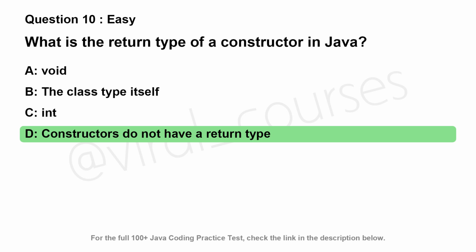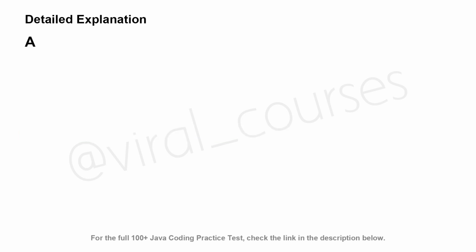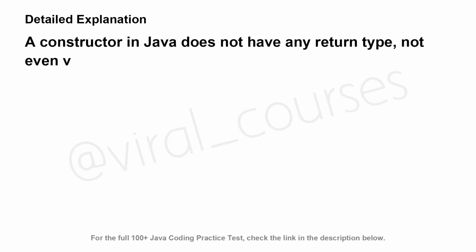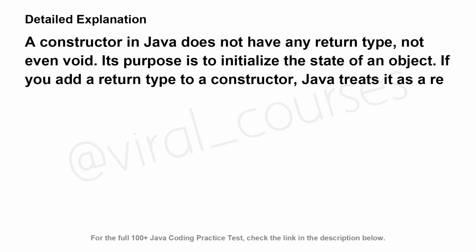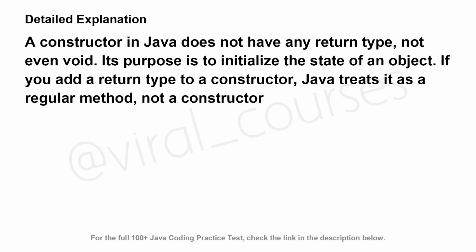The correct answer is D. A constructor in Java does not have any return type, not even void. Its purpose is to initialize the state of an object. If you add a return type to a constructor, Java treats it as a regular method, not a constructor.